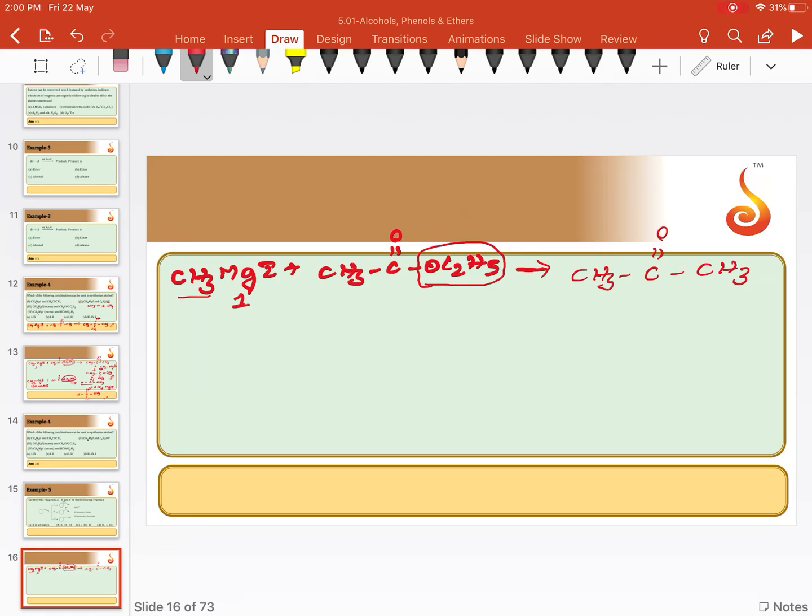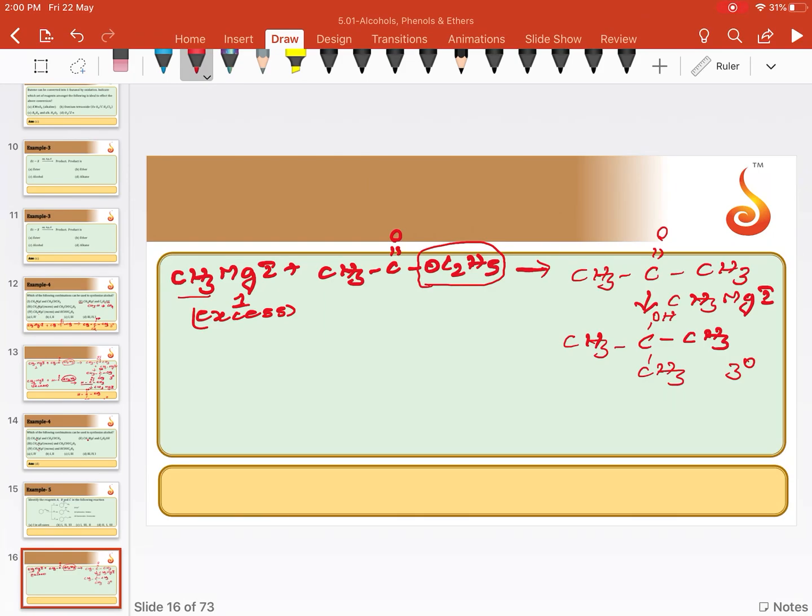But in the given equation, excess of Grignard reagent is taken. So the formed ketone again reacts with Grignard's reagent. So what will I get? CH3C. What shortcut we learned? Put H here, remove double bond, put H here and write R of Grignard's reagent. So this is the product obtained. So again we are getting tertiary alcohol here.